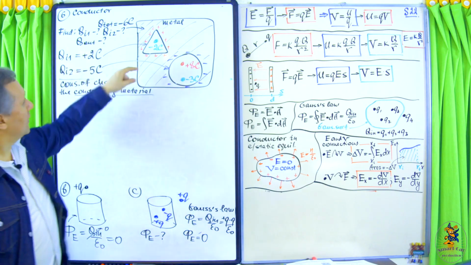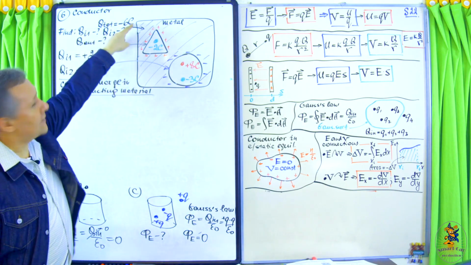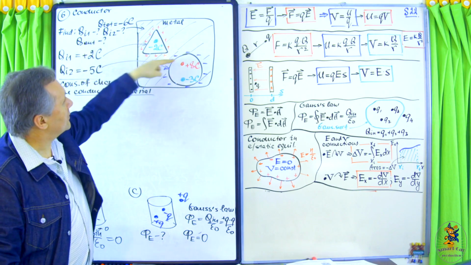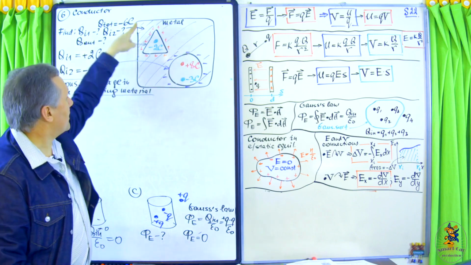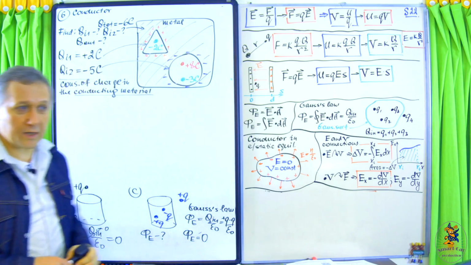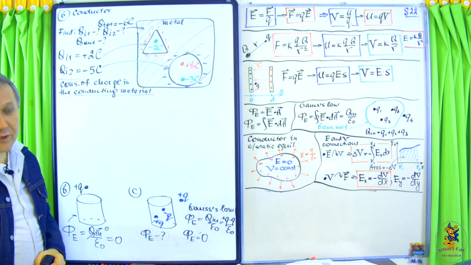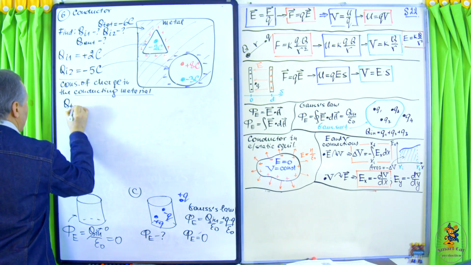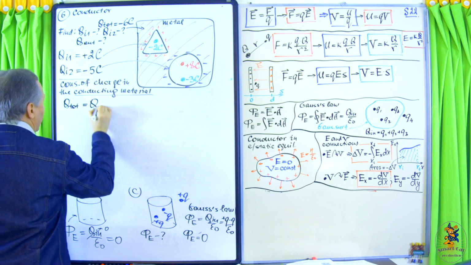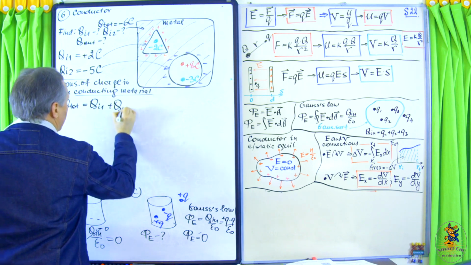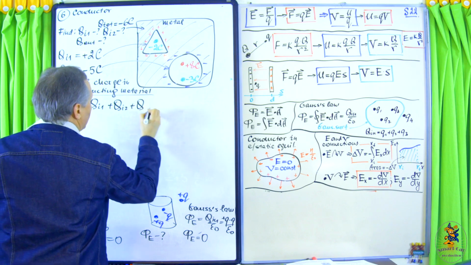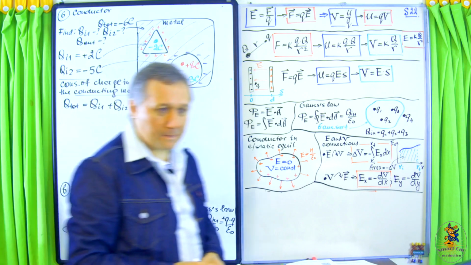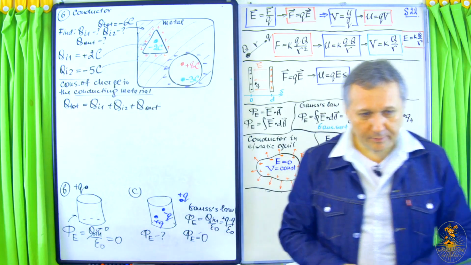The same story here. If we know the total charge is this, then some of those people will be on the inner surface, some will be on this inner surface, and some will be on the outer surface. So we just need to add all those charges on all those surfaces up. So let me write, Q total equals QI1 plus QI2 plus Q on the outer surface. Just adding all these charges up.